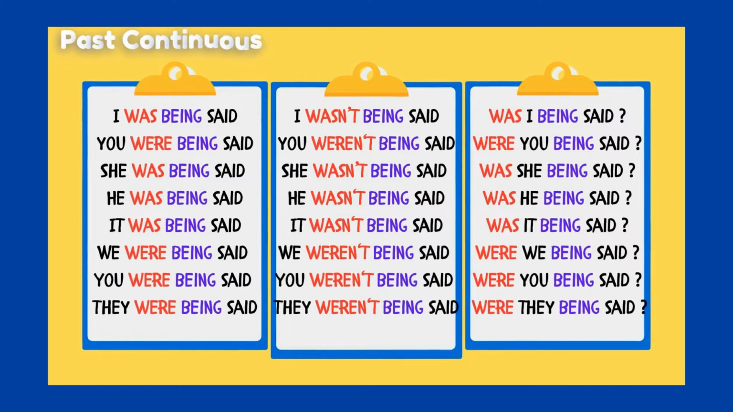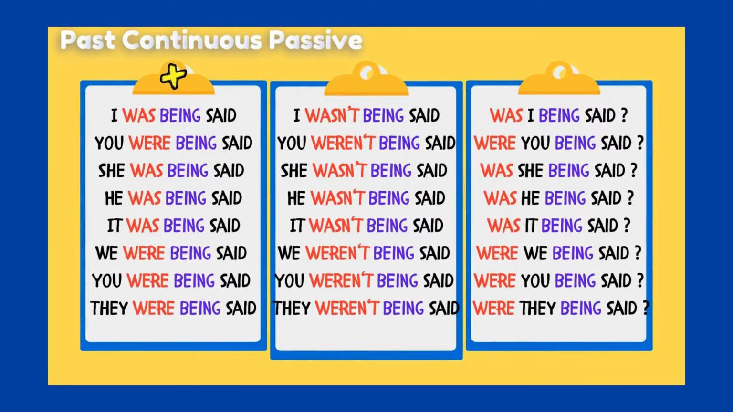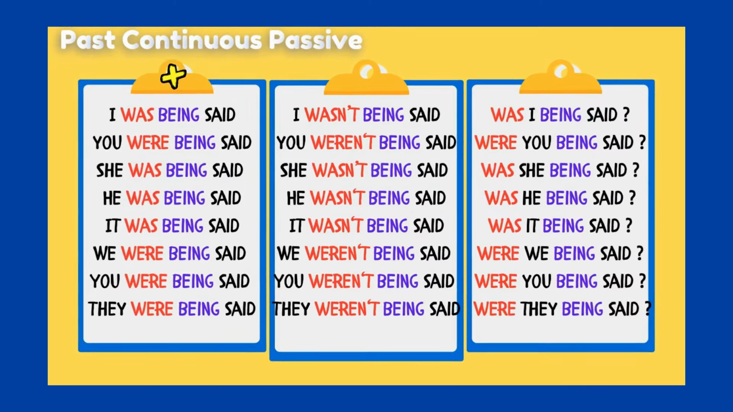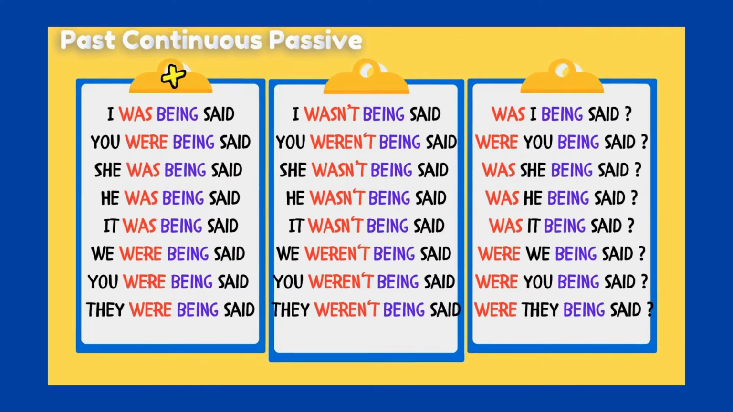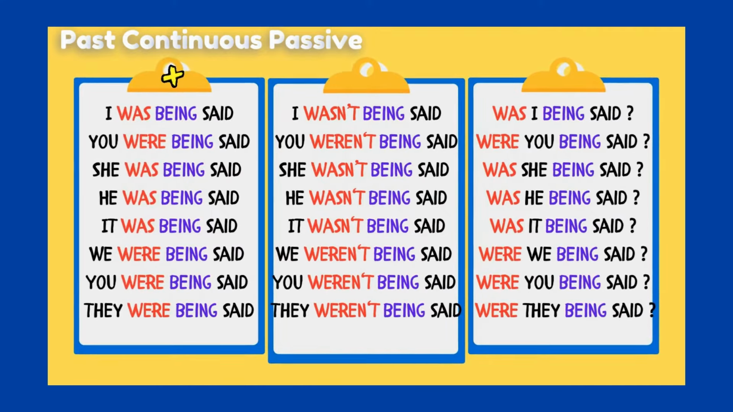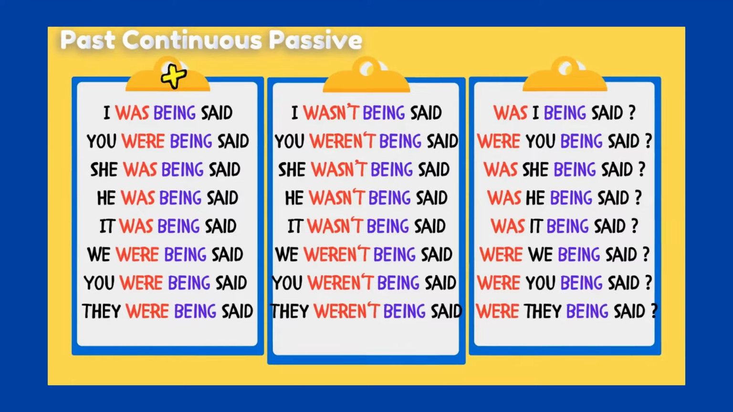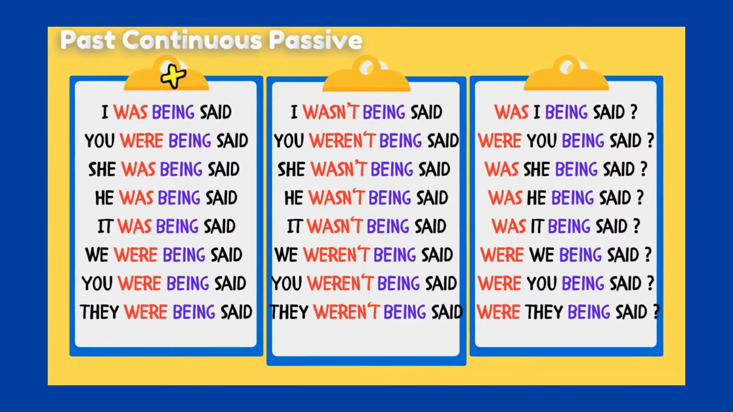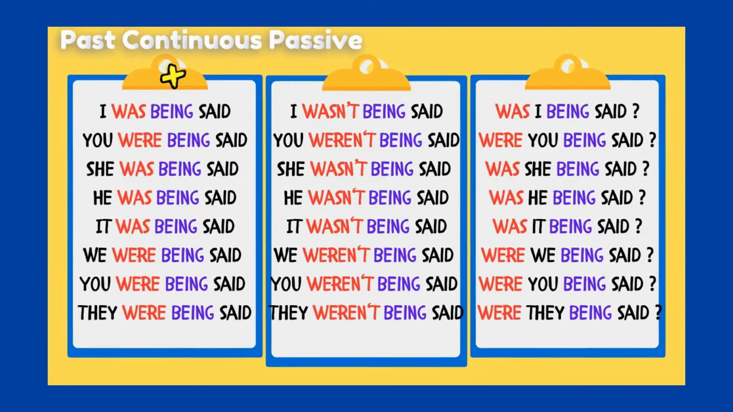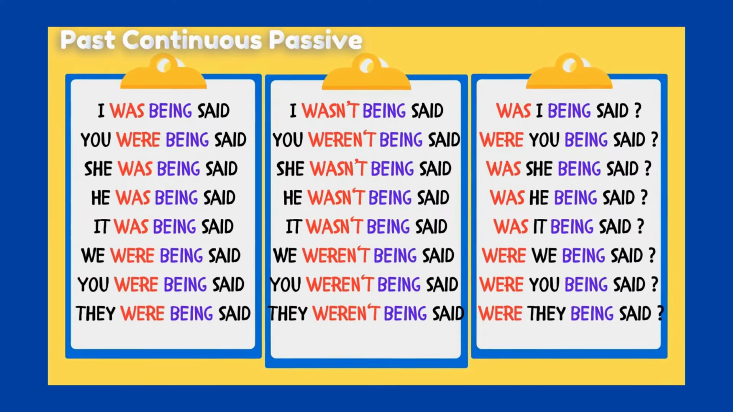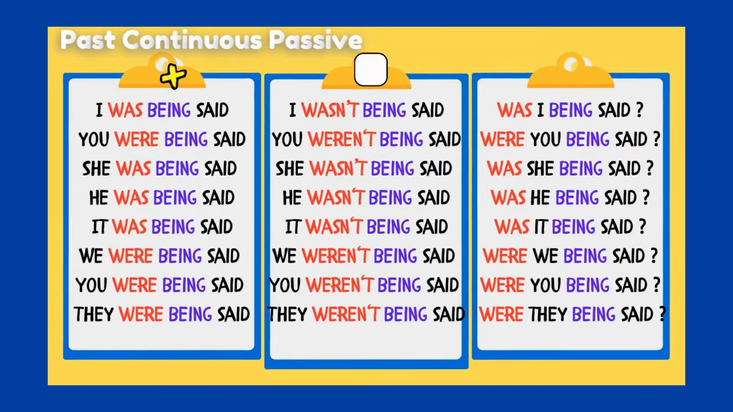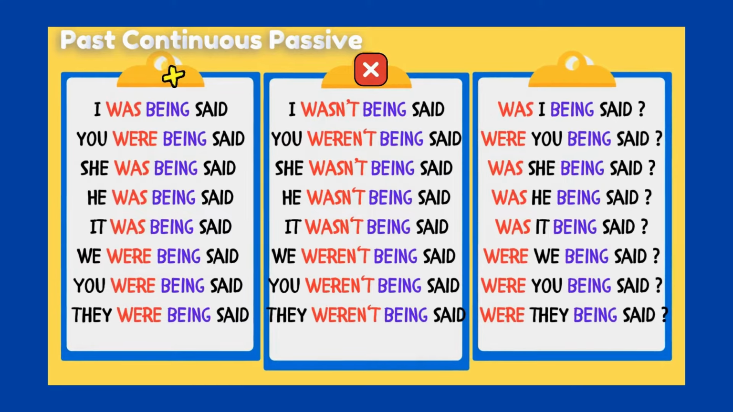For example, in affirmative sentences, I was being said. You were being said. She was being said. He was being said. It was being said. We were being said. You were being said. They were being said.